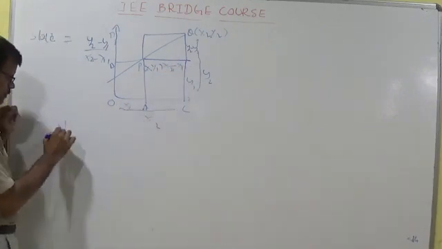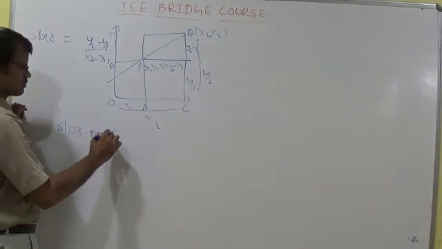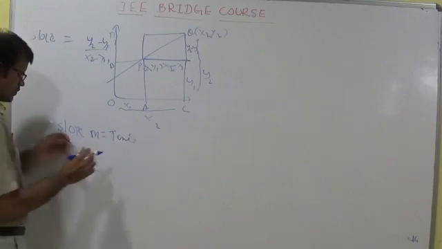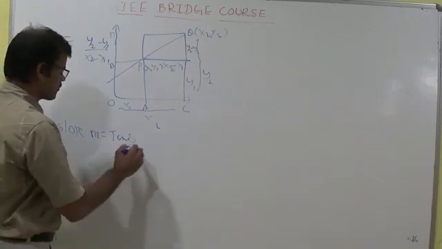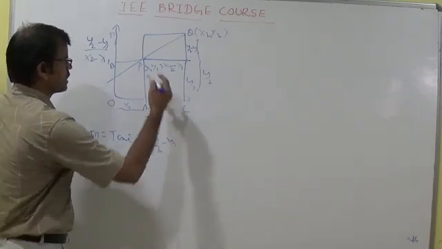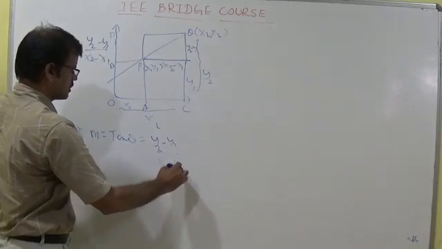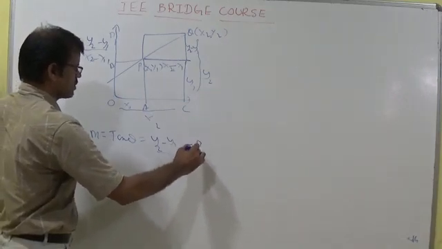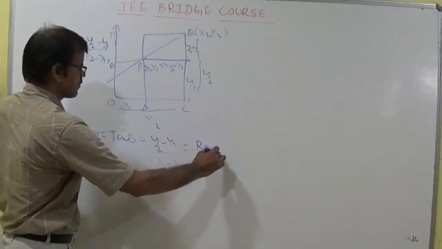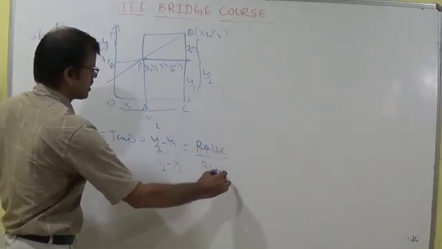So slope is indicated by the letter m, and with trigonometric functions, tan theta. I said tan theta is equal to opposite side by adjacent side in a right angle triangle, that is (y2 minus y1) by (x2 minus x1). This is also notated as rise by run.